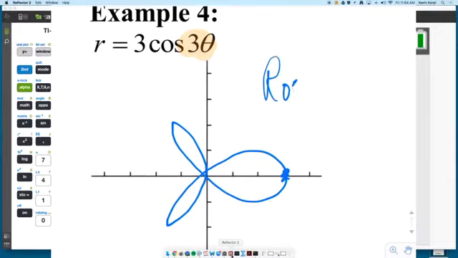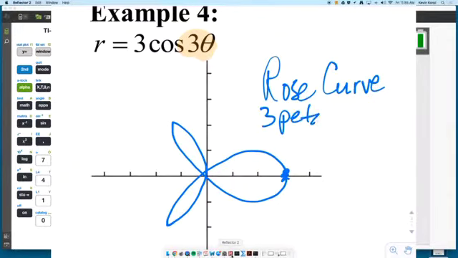We call this a rose curve. You asked about the rose yesterday. This is what we call the rose curve. This one has 3 petals. And what's the length of each petal? 3. Okay, so 3, we'll call it the petal length.